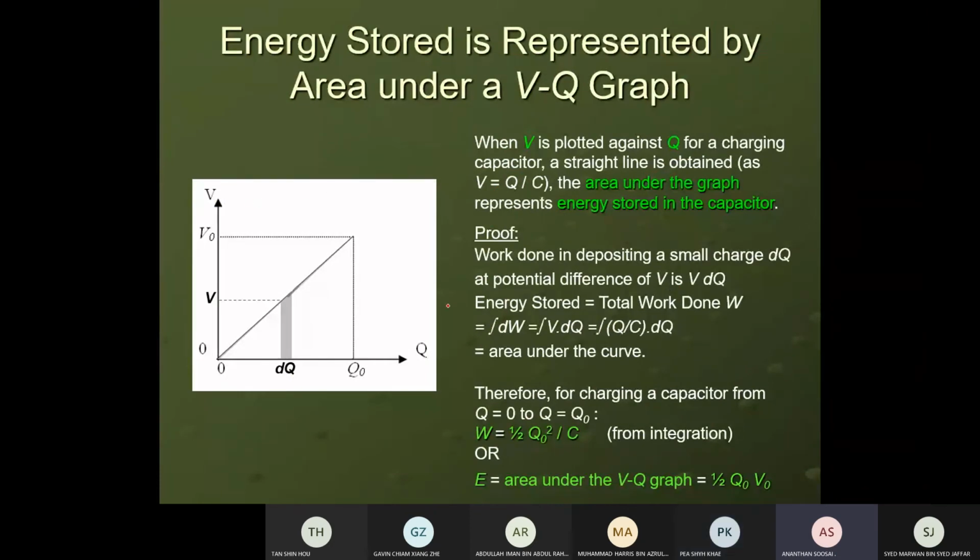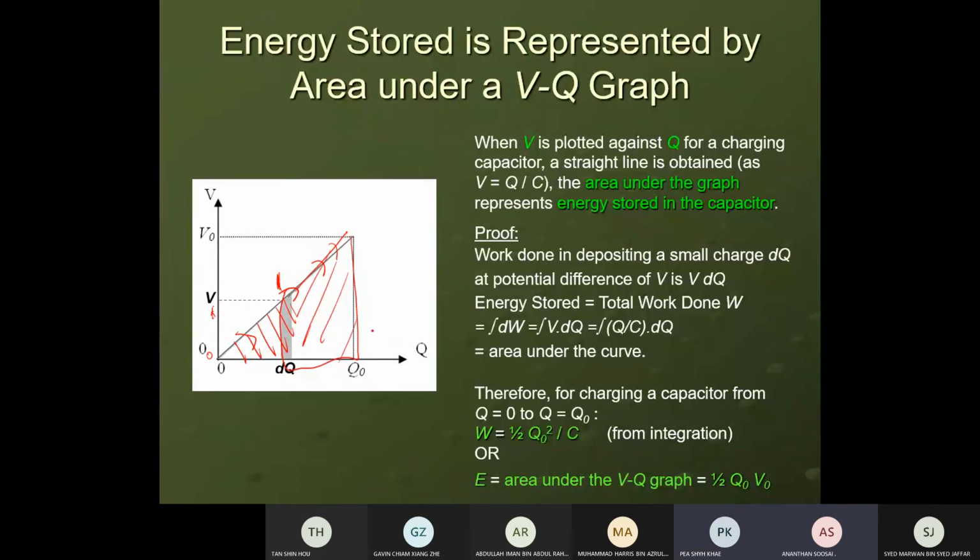So if you plot V versus Q, when the capacitor is storing charge, the voltage rises. Okay, the area in the graph is the energy stored. When you go from let's say 0 to V1, this is the energy stored. The area in the graph, energy stored. The capacitor charges from V1 to V0. Okay, this trapezium is the energy stored.